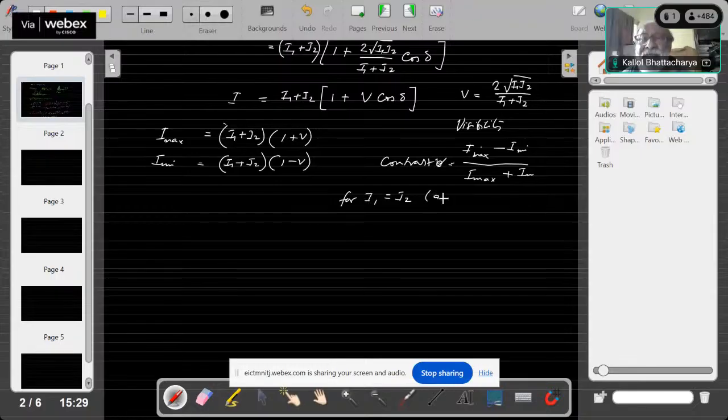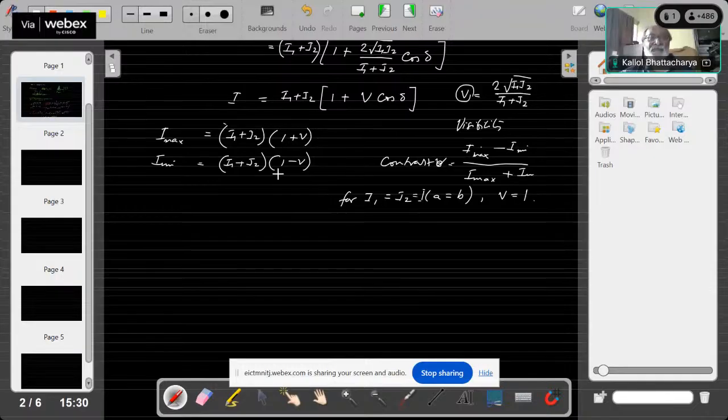the amplitudes of the two beams are exactly equal, that is the intensities are also equal. Then V, which is 2 root of I1 I2, let's say I1 equal to I2 equal to I, so we are left with 2I in the numerator and 2I in the denominator for the expression of V, which is equal to 1. So for I1 equal to I2, V equal to 1.